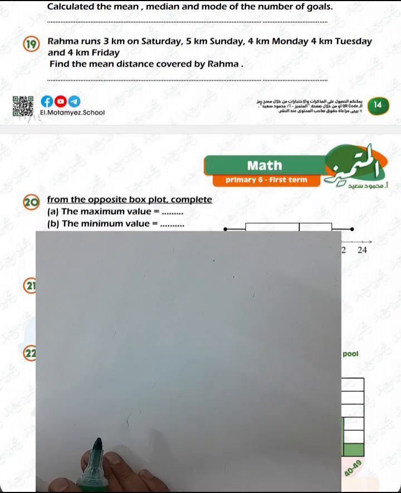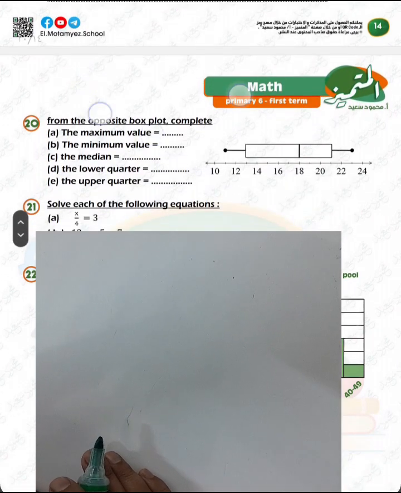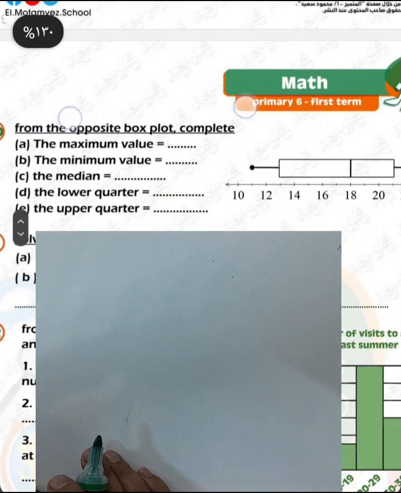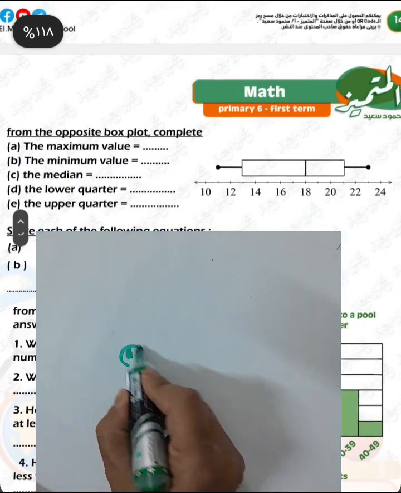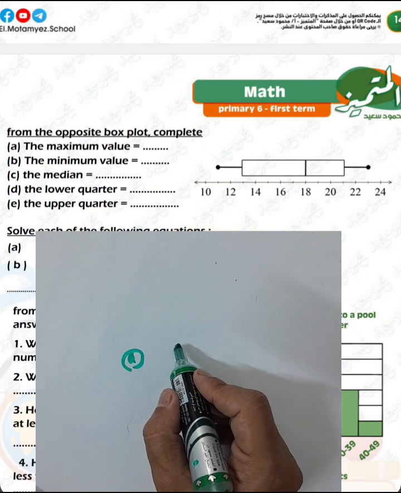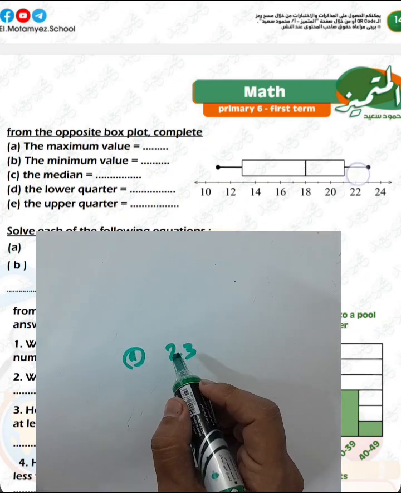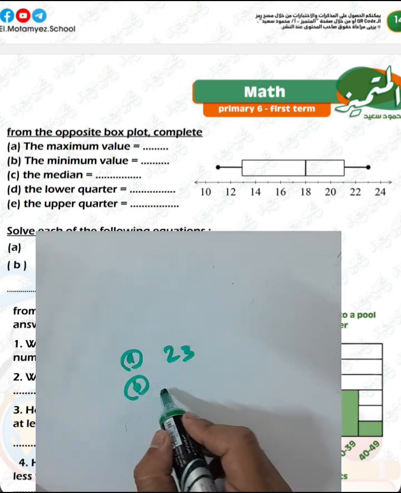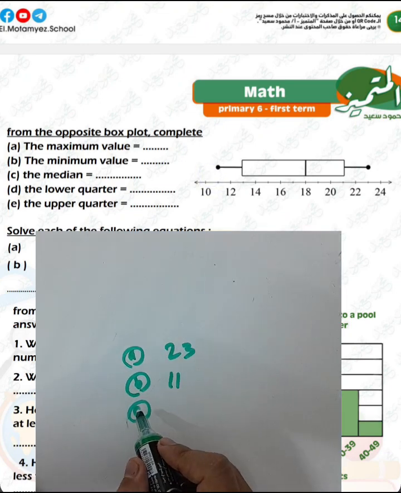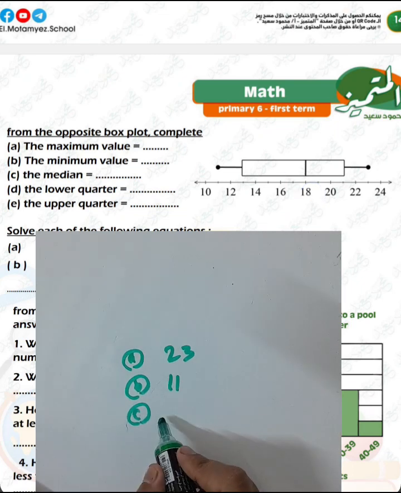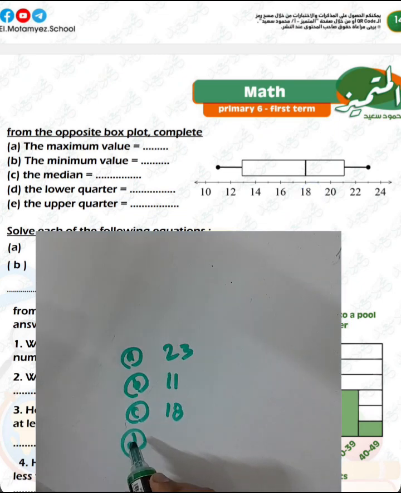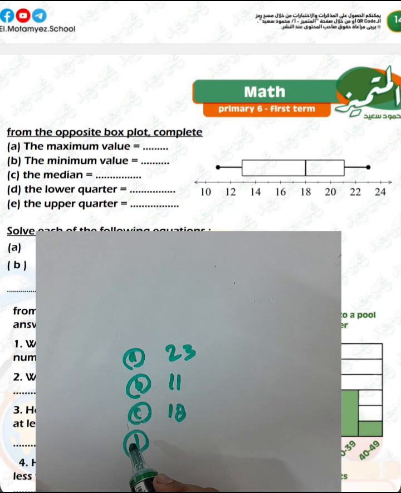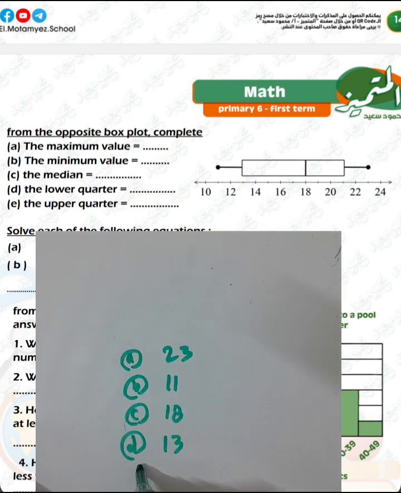Next question, we can find the maximum and the minimum. Question letter A, the maximum here will be 23. Letter B, the minimum here is 11. Letter C, the median here was 18. Letter D, the lower quartile here will be 13. Letter E, the upper quartile will be 21.